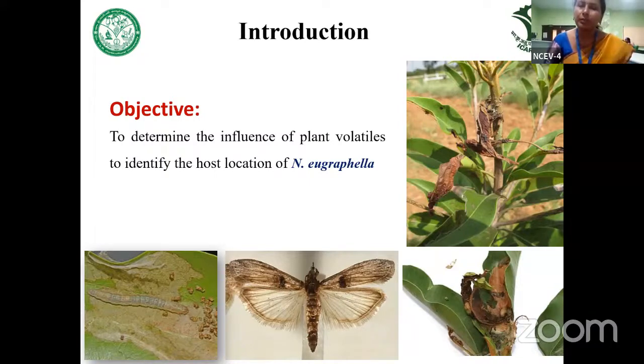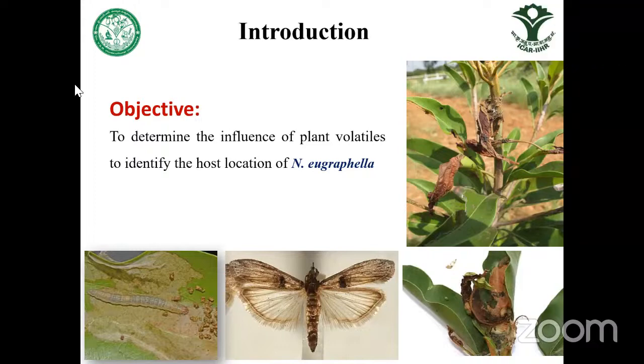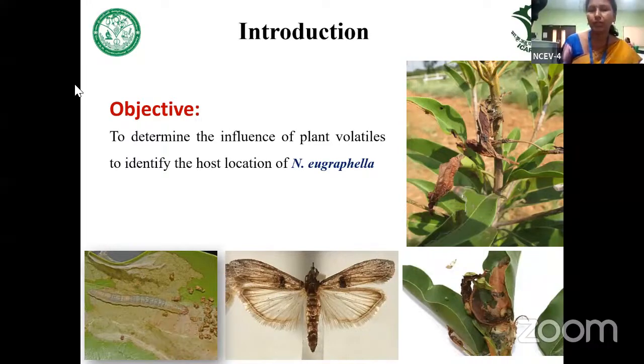So the plant volatiles are nothing but called as chemical cues, which are very important. They play a major role in host recognition of insects through chemical signals. And this Nephopteryx species being a major pest of sapota, the management practices are very difficult due to the webbing pattern of this insect, especially if we spray any chemicals. The grown-up caterpillars start secreting silken threads to make a web, and they stay inside and feed. So in this context, using semiochemicals could be a better option to manage this notorious pest. We have studied the influence of plant volatiles to identify the host location of this Nephopteryx eugraphella species.